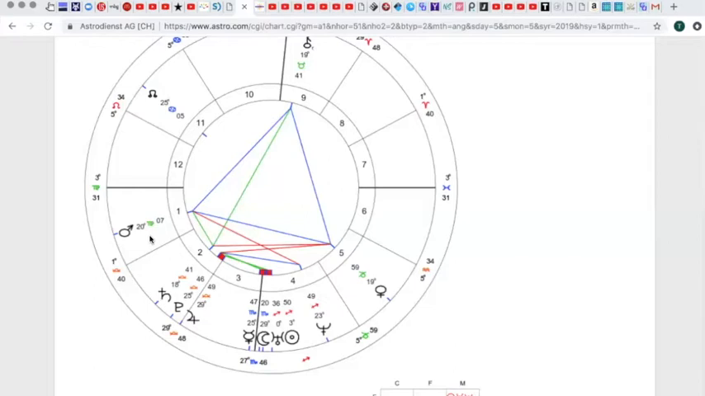Now, Mars in Virgo is not considered a negative placement for Mars. It's not considered a super positive placement for Mars. But to me, it's a bit of an odd placement for Mars, because how is the warrior going to operate automatically through Virgo? It's a little bit of a question mark at first.